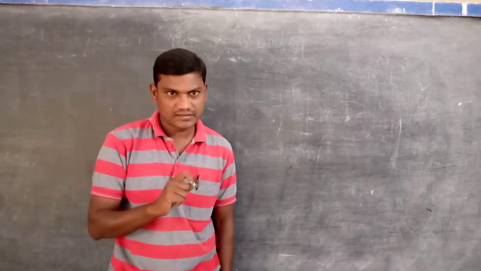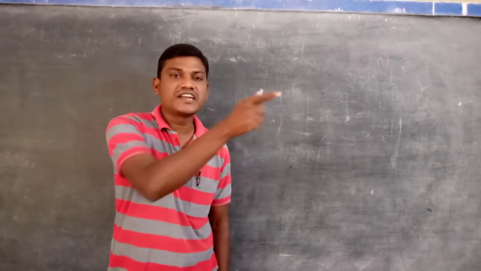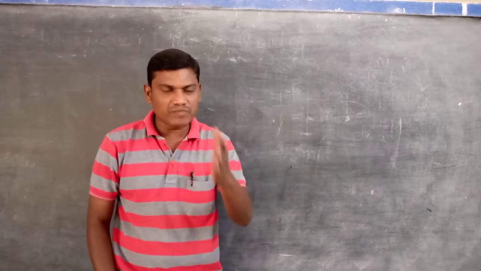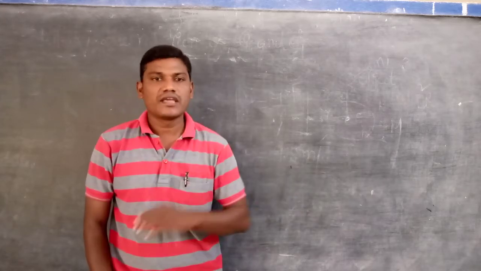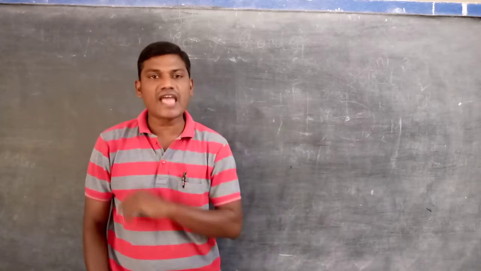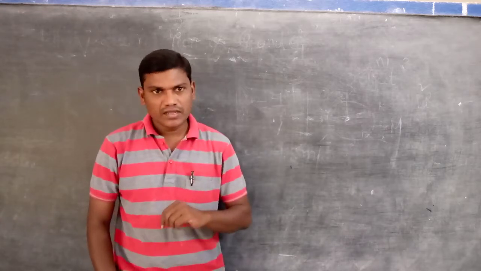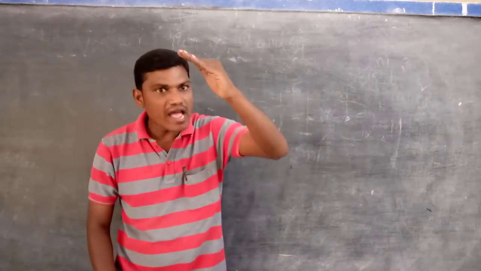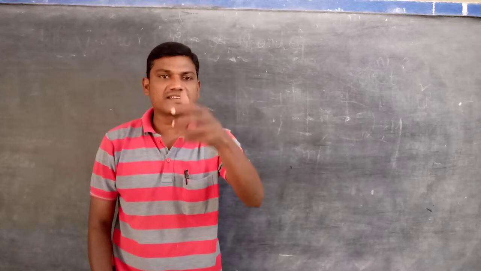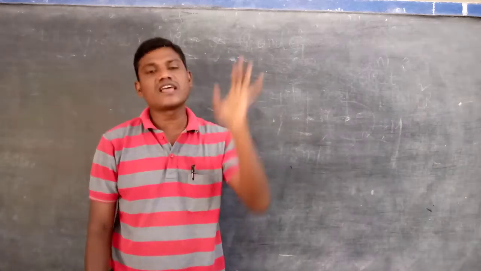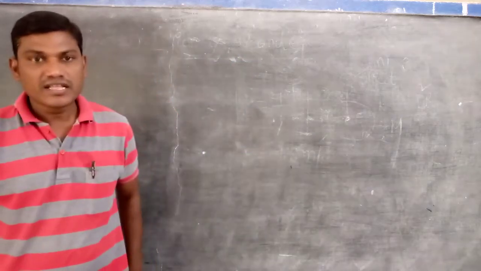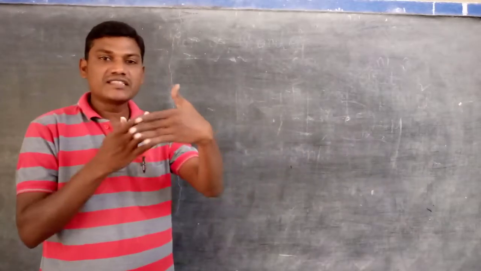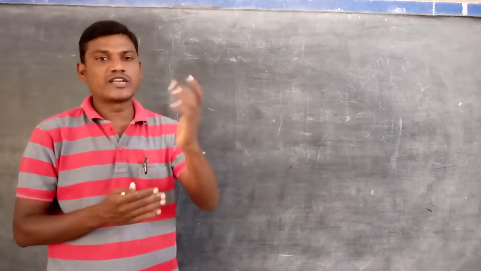Distances measured in the direction of the incident ray are taken as positive. Distances measured from the pole opposite to the incident ray are taken as negative. Height measured above the principal axis is taken as positive. Height measured below the principal axis is taken as negative. These are the main rules for sign convention, and in the light chapter we mostly follow these rules. They are mainly useful for curved or spherical surfaces.